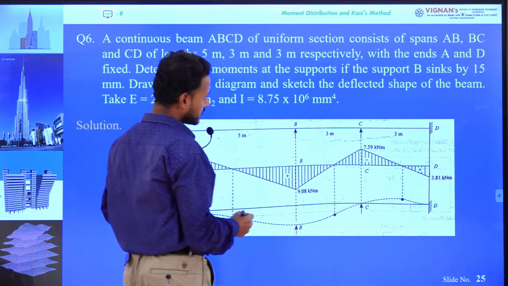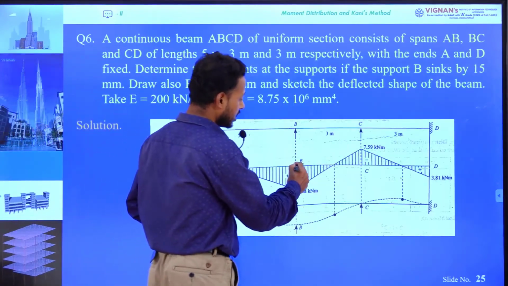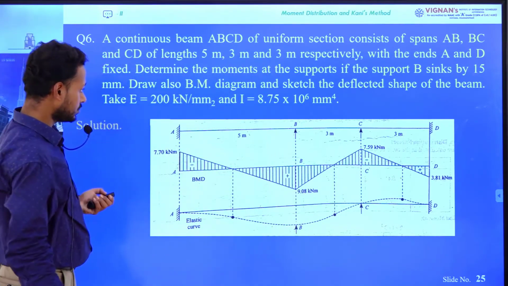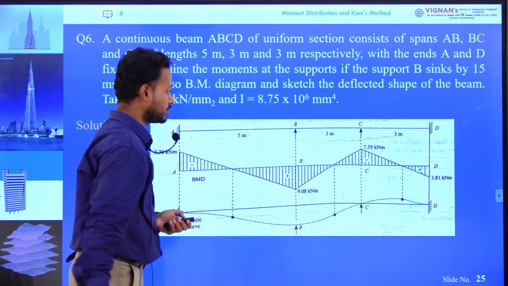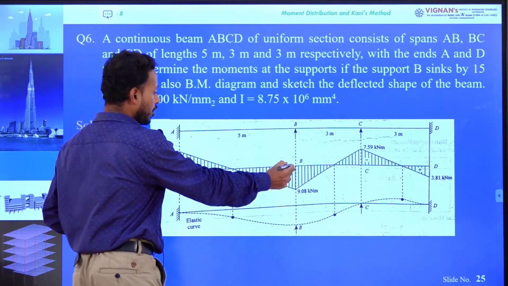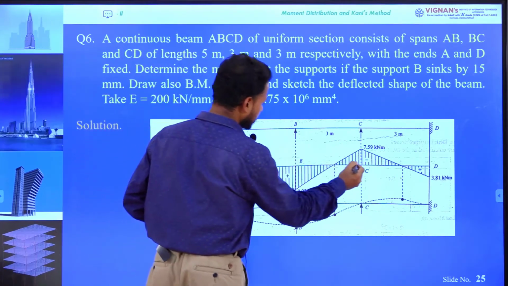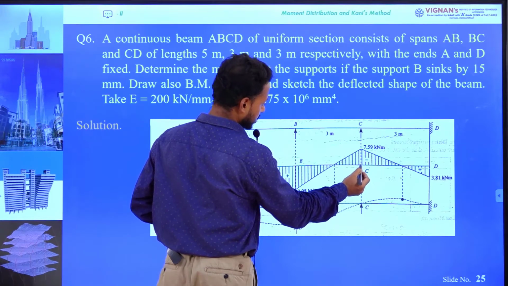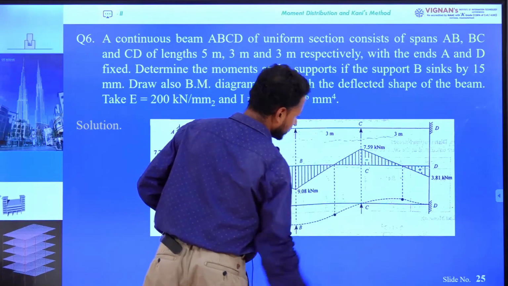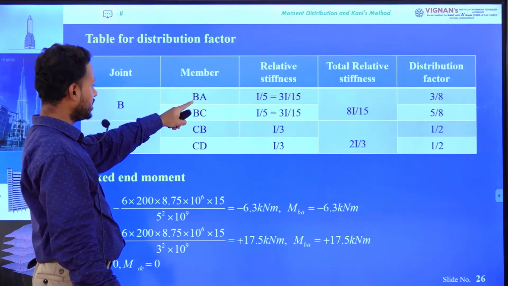So in this table you will consider B and C as joints. B is an intermediate joint, C is also an intermediate joint. No need to consider point A and point D, so only consider B and C. If you consider point B, it will have two members: one is BA, another is BC. Next, if you consider point C, it will have two members: one is CB, another is CD. So point B has the two members BA and BC.